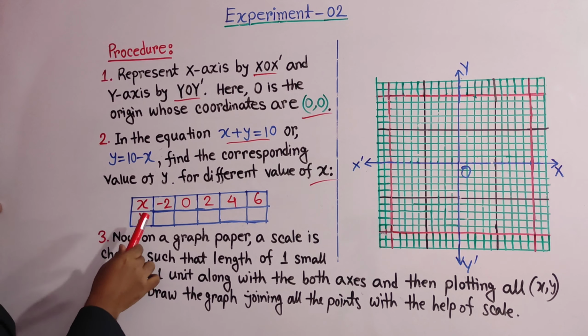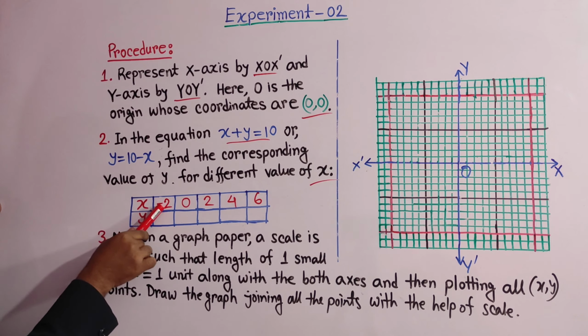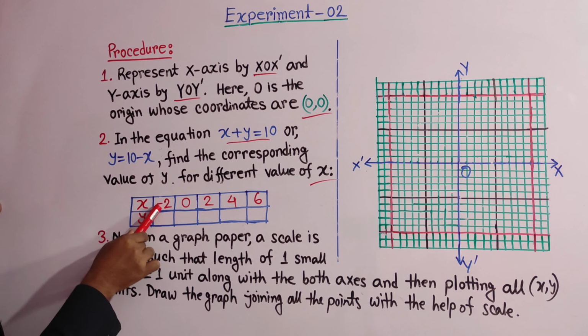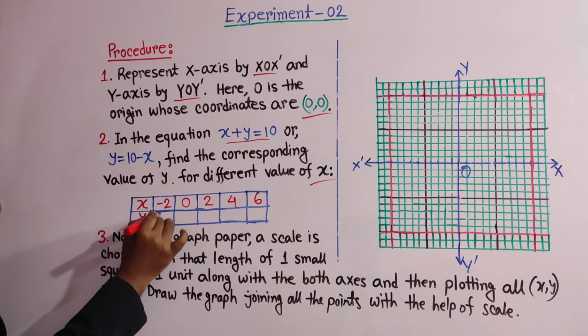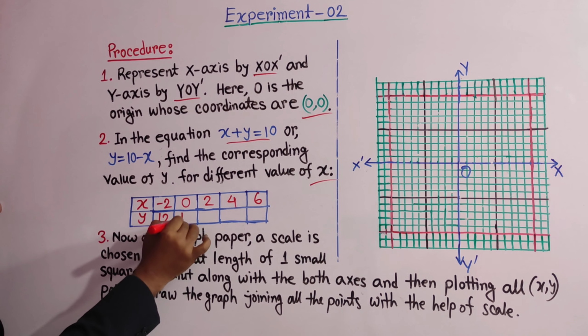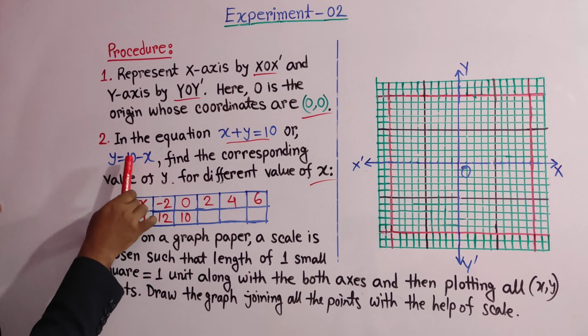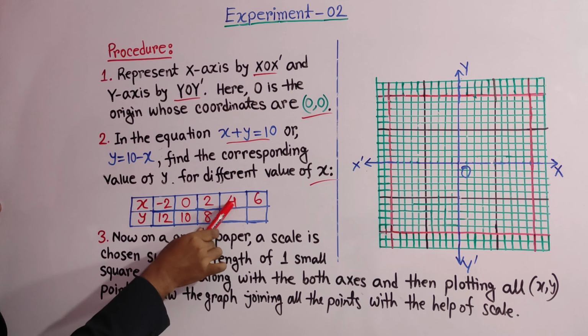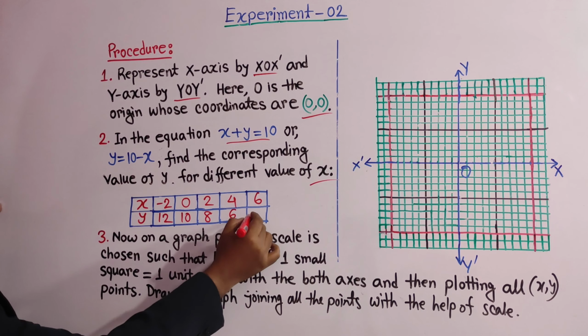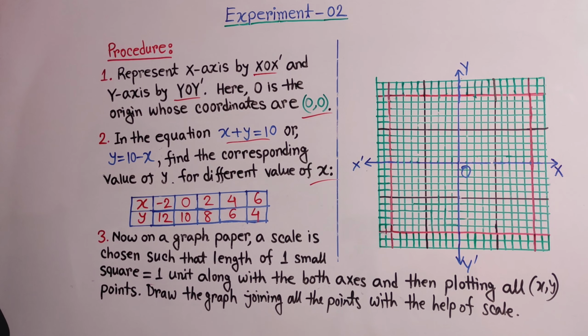Now for the value of x -2 we get y equal to 10 minus -2, that is 10 plus 2, so 12. Then for 0 we get 10 minus 0 equal to 10. Then for 2 we get 8. Then for 4 we get 6, and then for 6 we get 4. Here we get some points on our graph.